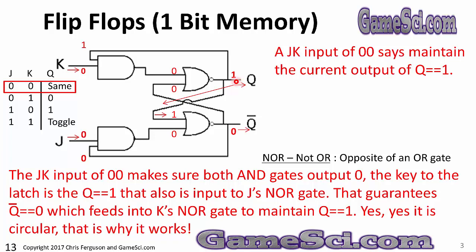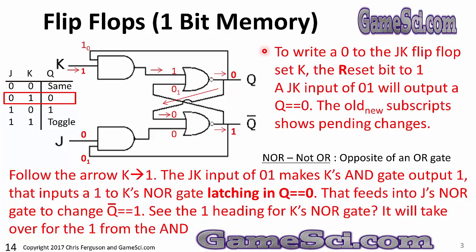The 1 on this output feeds back into this gate, guaranteeing a 1 on this OR gate and a 0 on this NOT gate. A 0 on this NOT will feed back in here and thereby guarantee a 1 there.